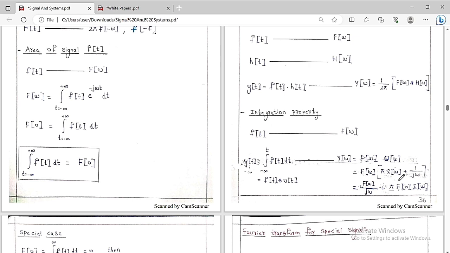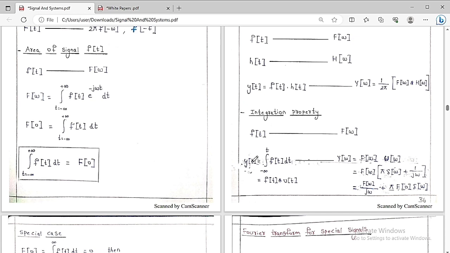So therefore we are going to get pi into F of 0 into delta of omega. So this is the thing that we are going to get here. This point you always have to keep in your mind. For f of t, the Fourier transform is F of omega. The integration of the input, which is integration from t equals minus infinity to t of f of t dt. For this, what is the Fourier transform I want to figure out?